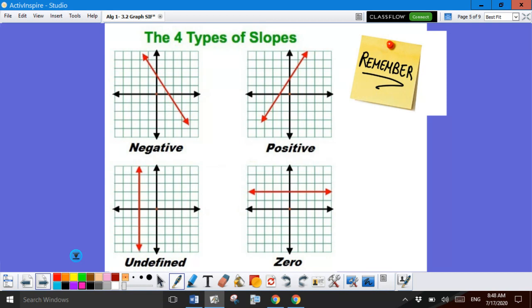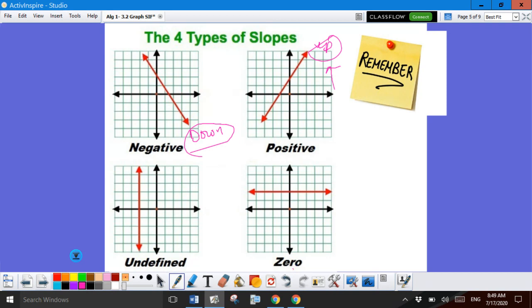So there's 4 types. We have negative slope, which is going down on the right-hand side. We have positive slope, which is going up on the right-hand side. Okay, so that right-hand side is what controls the slope. Down is going to be negative, up is going to be positive. Okay, and then we have undefined and we have 0.